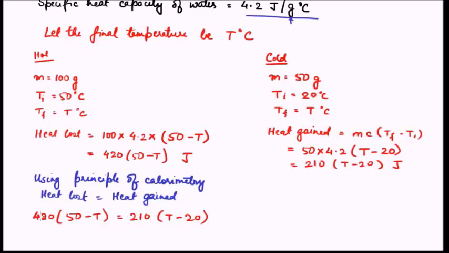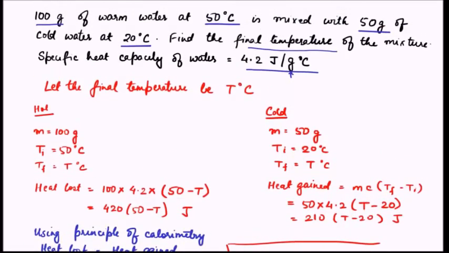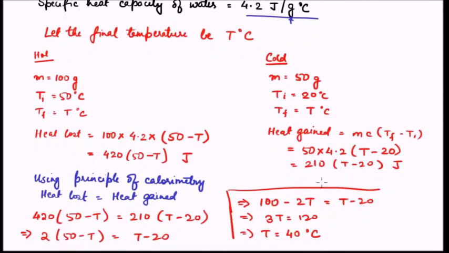On simplifying, we can directly cancel this, and this will get a 2, which will imply 2 times (T minus 50) is equal to T minus 20. On further simplifying, we get 100 minus 2T is equal to T minus 20. That gives me 3T is equal to 120, which implies T is equal to 40 degrees Celsius. So the final temperature of the mixture in this case is 40 degrees Celsius. The whole mixture of 150 grams of water will ultimately have 40 degrees Celsius.